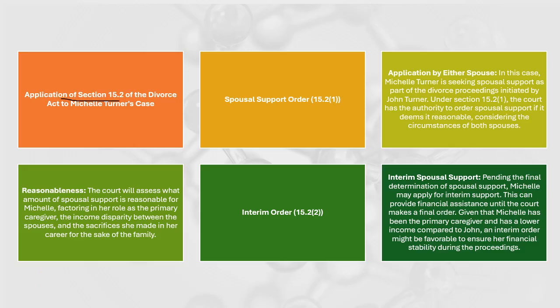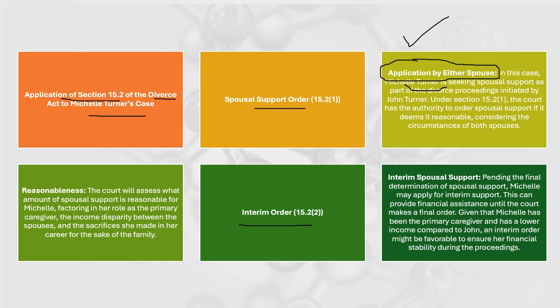So application of 15.2 of the Divorce Act to Michelle Turner's case. So this is spousal support order. Then subsection 2 talks about interim order. So here it is mentioned that application could be filed by either spouse. So like in this case, the provision is saying that application by either spouse. So if Michelle Turner has applied for it, that means this is okay. So the very beginning of your case is fine. You can move to next step.